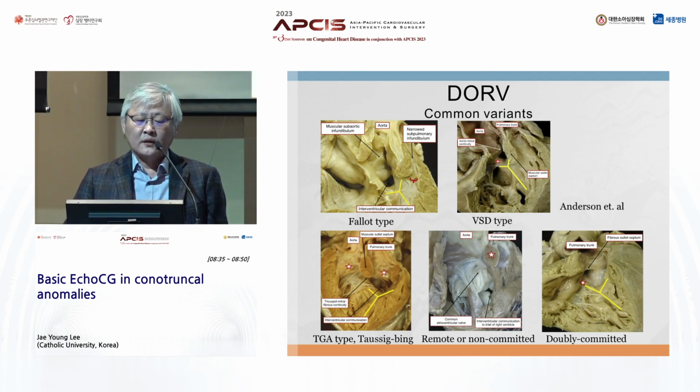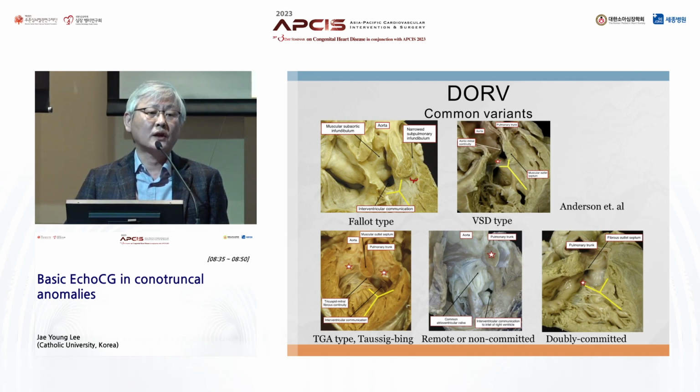Here is a large VSD, conal septum and aortic valve, and squeezed outflow tract. Notice the relative relationship between the conal septum, VSD, and the limbs of the septomarginal trabeculation. In this case, the conal septum inserts to the anterior limb of the TSM, and the VSD is within the limbs and committed to the aorta: subaortic VSD, VSD type DORV.